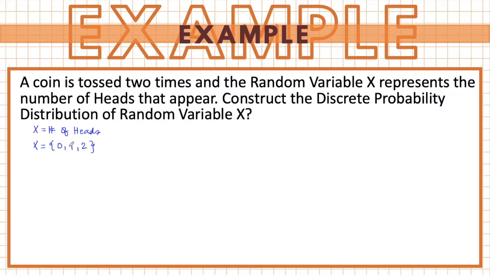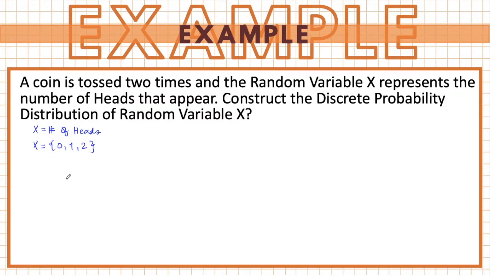So, bakit 0, 1, at 2? So, una, 0 kasi kapag tinos natin yung coin 2 times, it is possible na ang parehas na outcome nun ay tails. So, that will be tails, tails. So, pag tails, tails, ibig sabihin walang heads kasi parehas na tails yung lumabas. Pwede rin na ang lumabas na outcome ay heads, tails, or kaya tails, heads. So, pag yun yung outcome, therefore, the random variable is 1. Now, it is also possible na 2 yung ating random variable kasi pwedeng ang maging outcome natin dito ay heads, heads. Okay? So, therefore, since heads, heads yung outcome, 2 yung random variable.